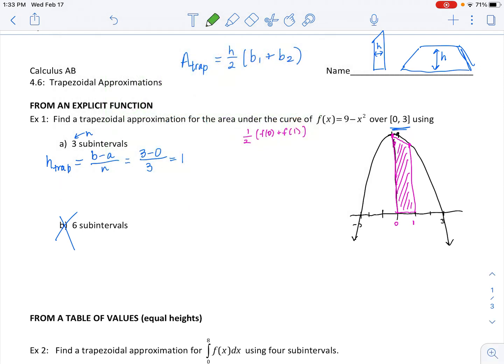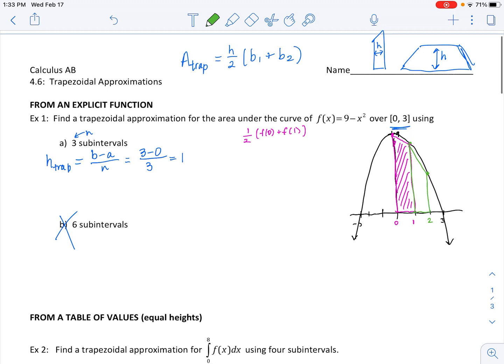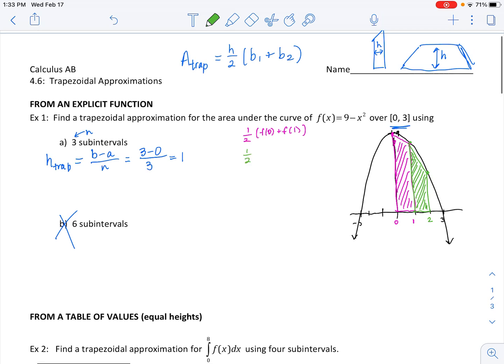Now we're going to do a second trapezoid between 1 and 2. And I want you to notice what happens here. If I put dots on the function at 1 and 2, there's going to be this overlap between these next two, in that the left base of the green trapezoid is the same as the right base of the pink trapezoid. So we would say the area of the green one is 1/2 times f of 1 plus f of 2, like that.